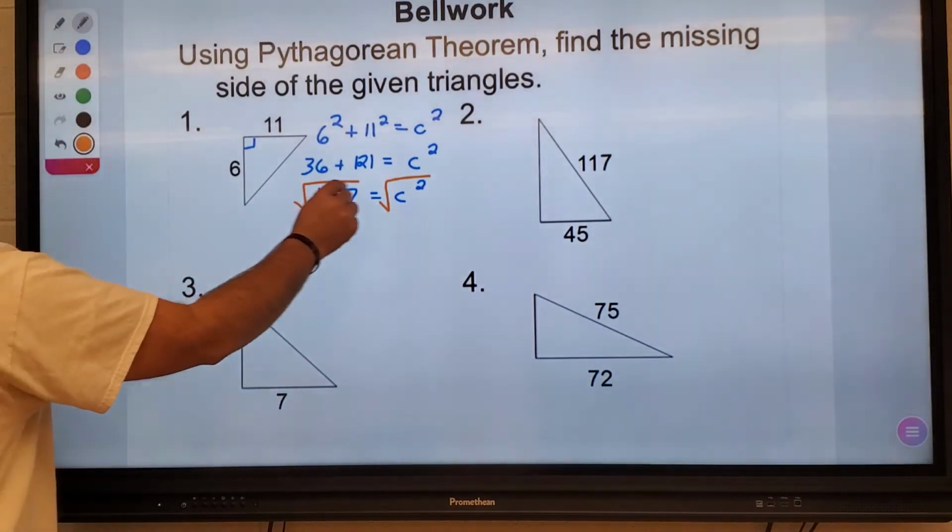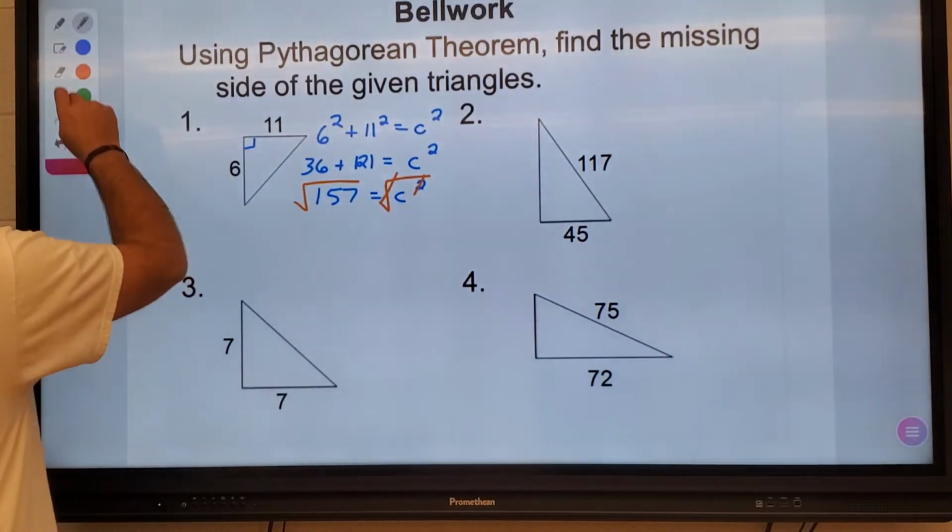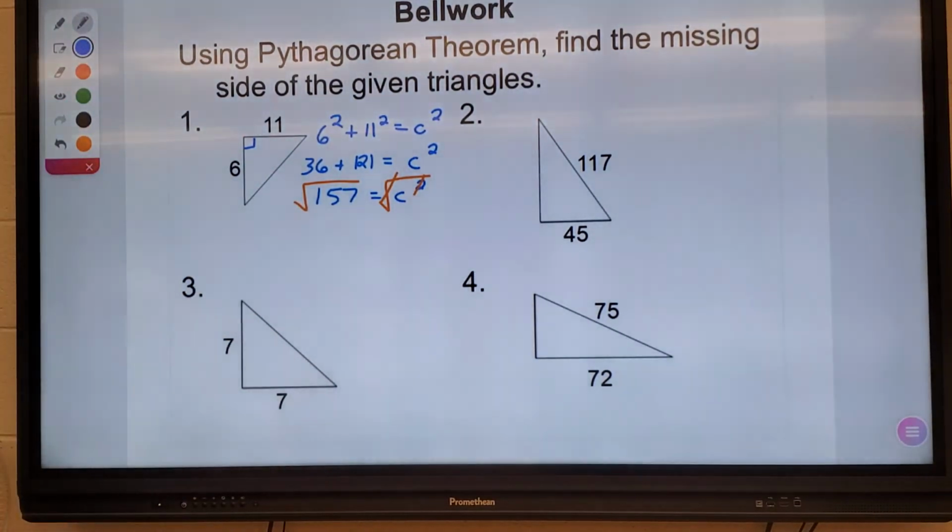And again, we're paying attention to the fact that now we have to figure out if 157 is a perfect square or not. We have 144 as a perfect square, that is 12 squared. We have 169 as a perfect square, that is 13 squared. So 157 is not a perfect square. However, you then need to find out if you have any perfect square factors of 157.